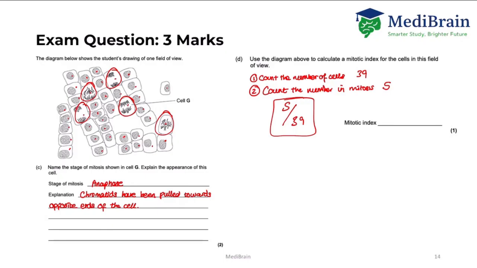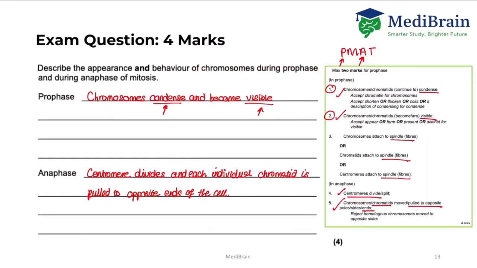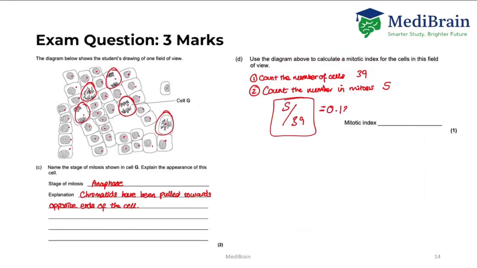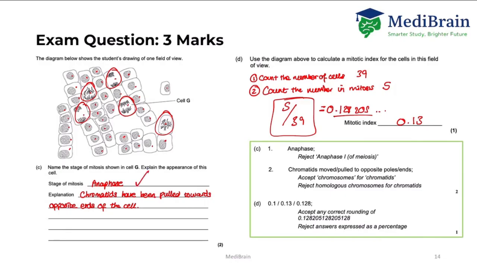So 5 divided by 39 gives you 0.128205 and so on. Okay, so I'm just going to round that to 2 decimal places, 0.13. If I show you the answer, anaphase, as we got, chromatids move to opposite poles of the cell, and 0.13, which we got. And this one, it says reject as a percentage. So just keep it as a decimal, don't change it into a percentage, just to be safe for every question. Unless the question says give it as a percentage.